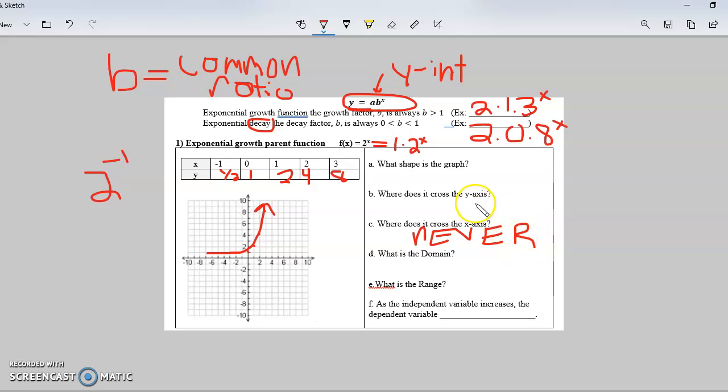Where does it cross the y-axis? Well, that's our y-intercept right here at 1. Or if we want to do a point, (0, 1). What shape is the graph? Well, this is growth.